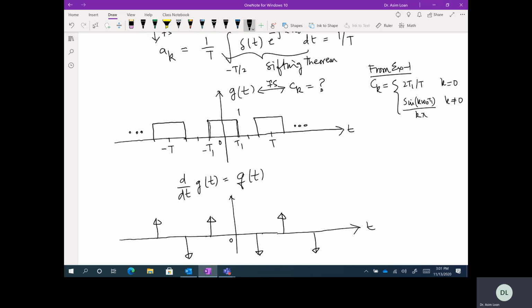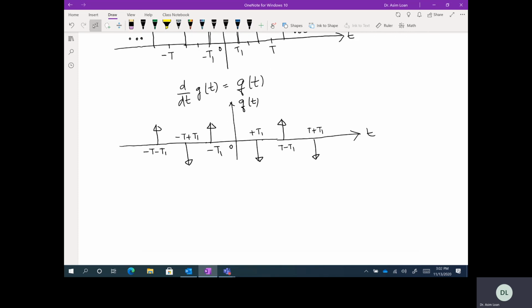This is q of t, and this one is at minus T1. This is at plus T1. This is obviously t minus T1, this is t plus T1, this is t minus T minus T1, and this is t minus T plus T1. So this q of t, I can write as a sum of two impulse trains.